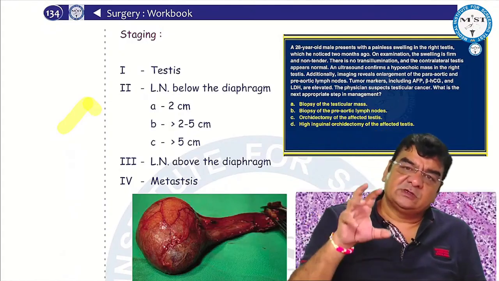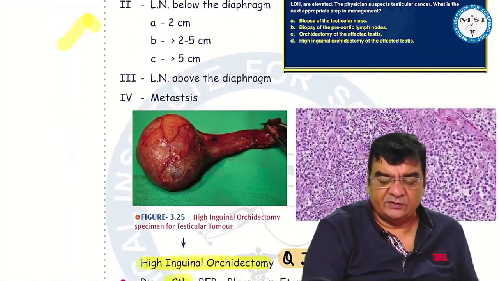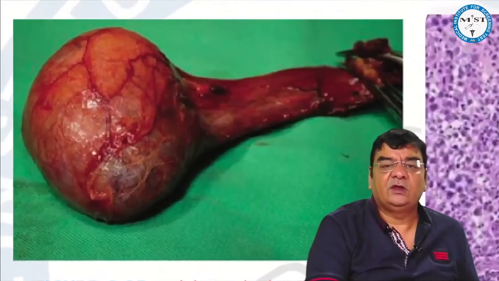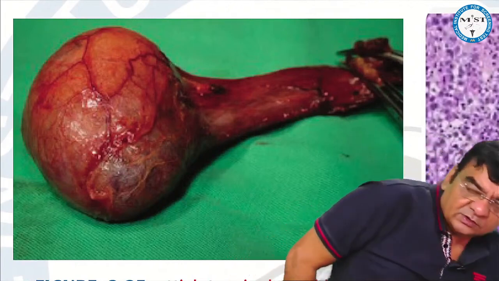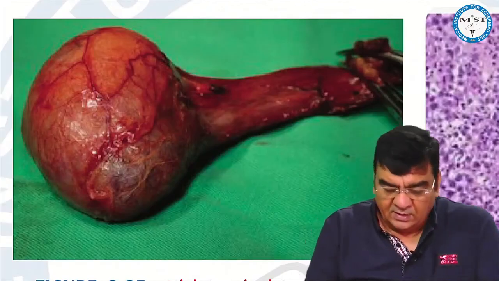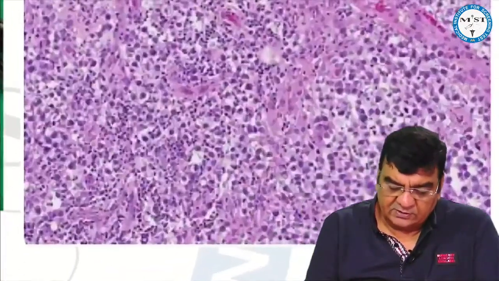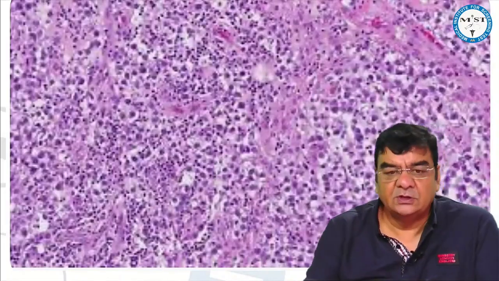If it is just stage 1, high inguinal orchidectomy will be sufficient. We can just remove the testis along with the spermatic cord. So we have to do a high inguinal orchidectomy. And if it's a seminoma, it may look something like this on histopathological examination.